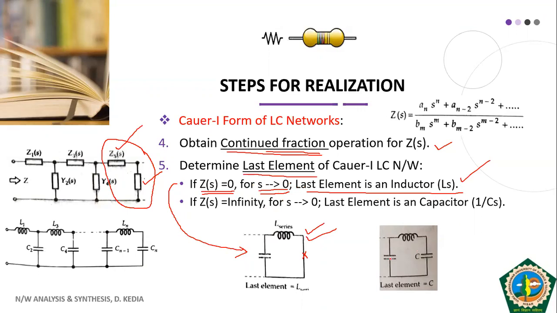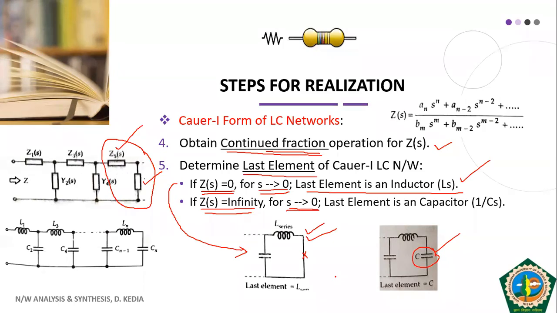Then another case. If we make s tend to 0 and our impedance function value is infinity for s tending to 0, in that case the last element will be a capacitor. The inductor is already there, but the last element, a capacitor, has come. So this is the determination of the last element of the Cauer 1 form of LC network.